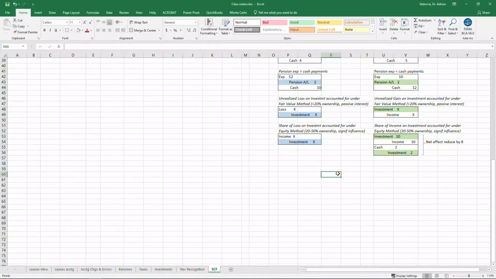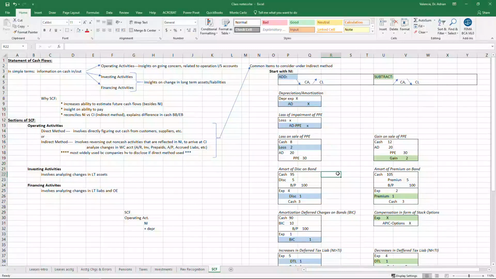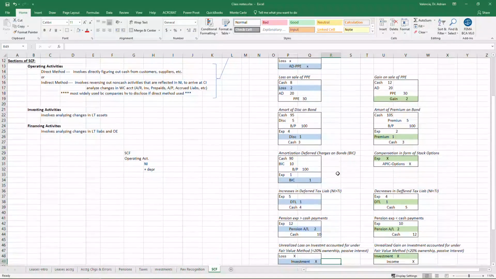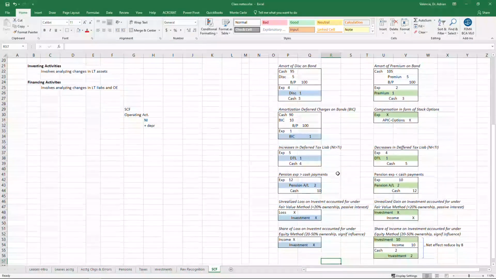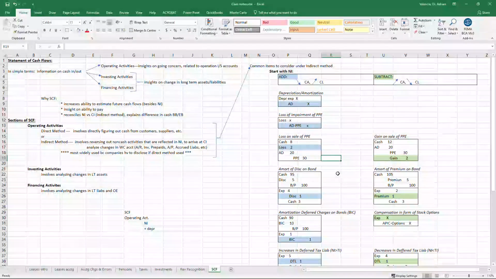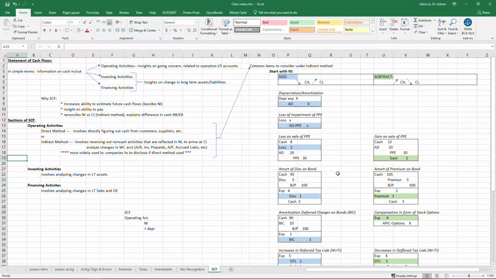Okay, so hopefully some of these will help you in being able to analyze how you account for these items under the indirect method. Keep in mind there will be a follow-up video where I'm going to actually do one complete statement of cash flows, and then I can show you the steps that I use to prepare the statement of cash flows. So be on the lookout for that video.